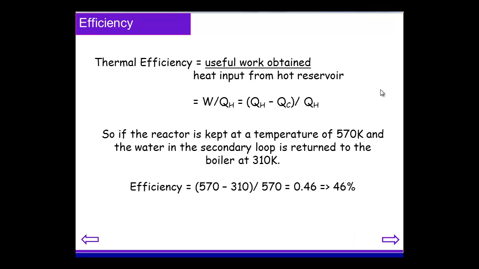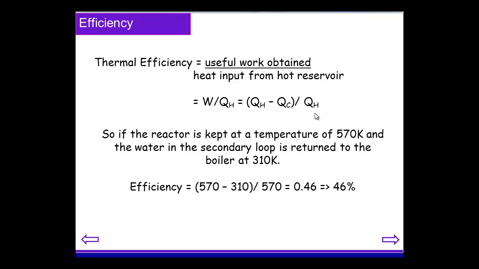You want it to have as much work being done as possible. Thinking about thermal efficiency, we can think about the useful work obtained divided by the heat input from the hot reservoir in the first place. So QH is the heat energy. This could also be worked out as QH, which is the heat energy going in, minus the heat energy which is coming out in the coolant, divided by QH, the heat energy.